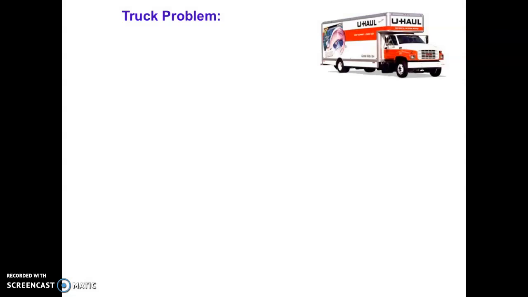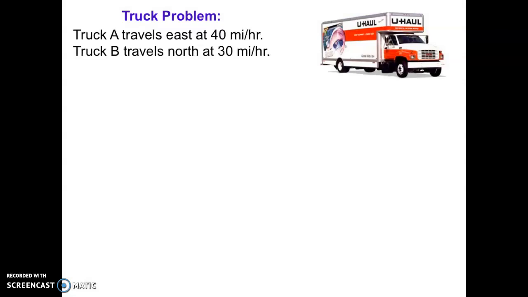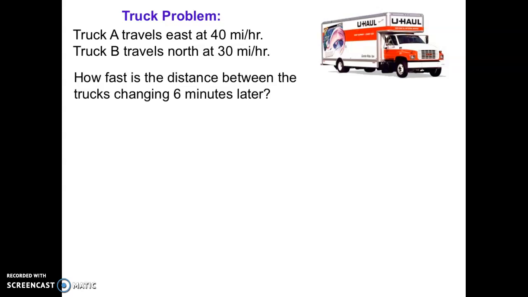Let's look at another problem. Say we have two trucks. Truck A heads east from an intersection at 40 miles per hour. Truck B heads straight north from the intersection at 30 miles per hour. How fast is the distance between the two trucks changing 6 minutes later?